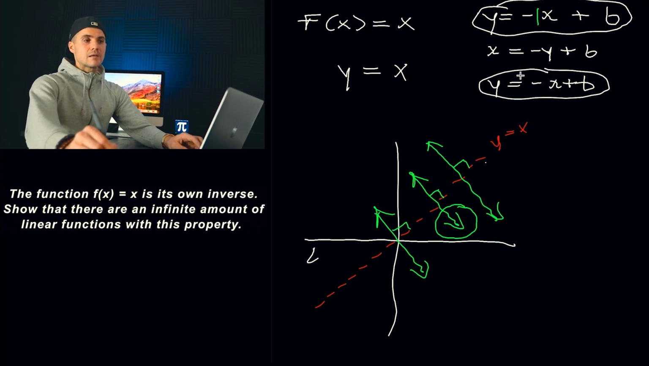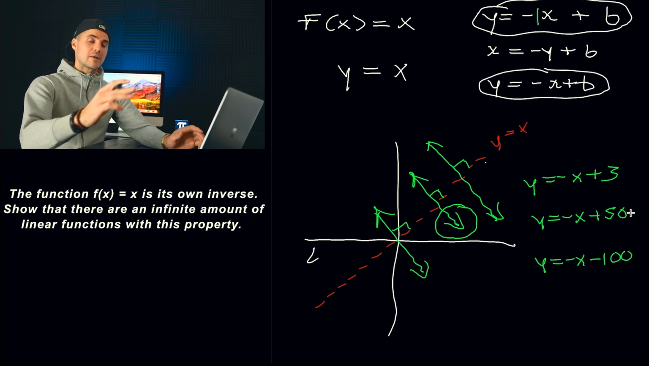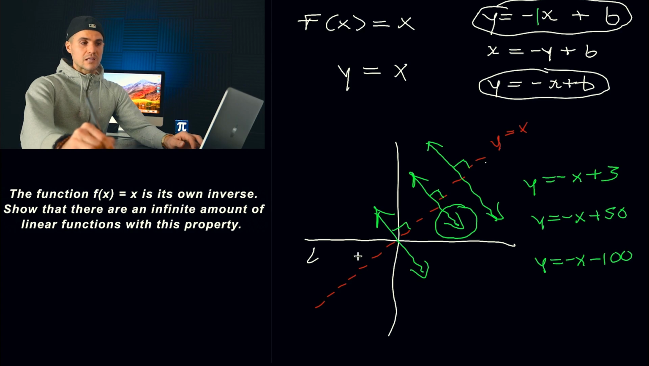And so basically, there's an infinite amount of lines in this format, negative x plus b, where the inverse is going to be the same as the original function. So we could have y equals negative x plus 3. We could have y equals negative x plus 50. y equals negative x minus 100, right? Any b value from negative infinity to positive infinity will work, because it's always going to be perpendicular to this line y equals x.